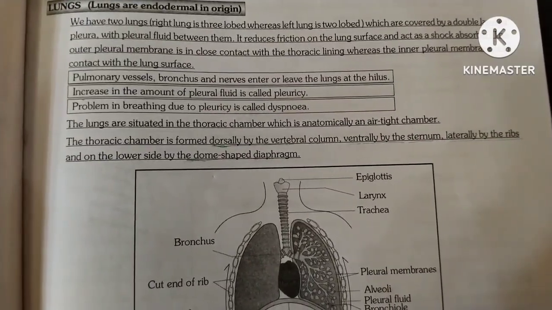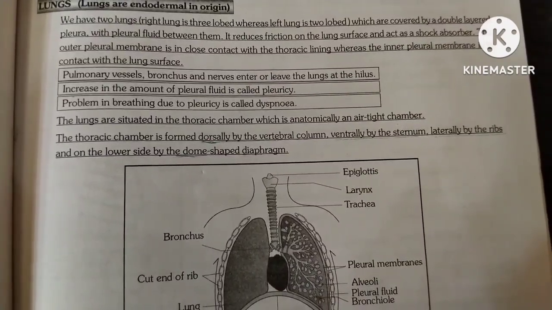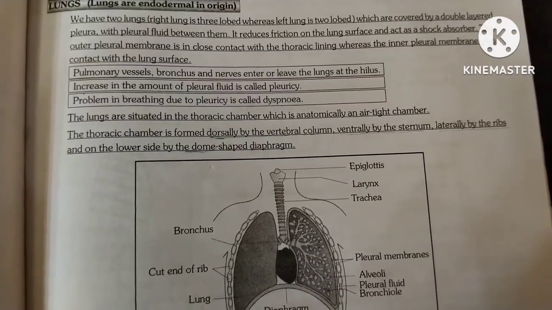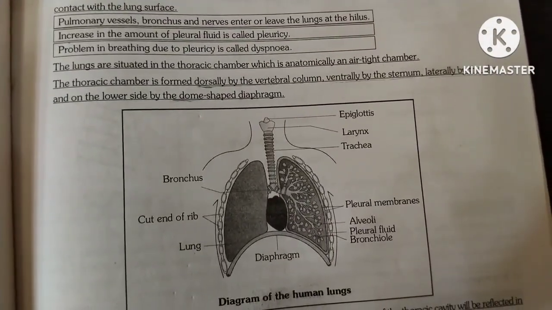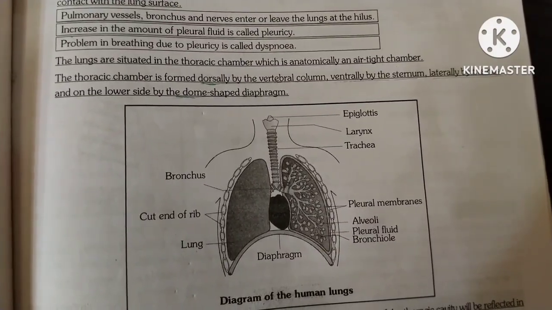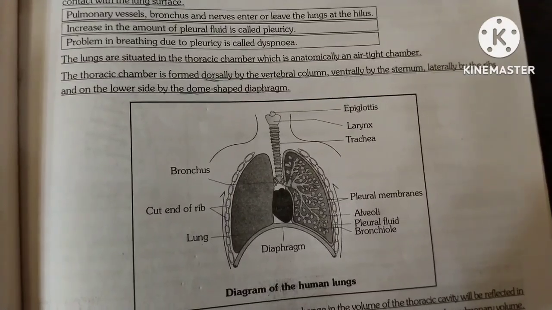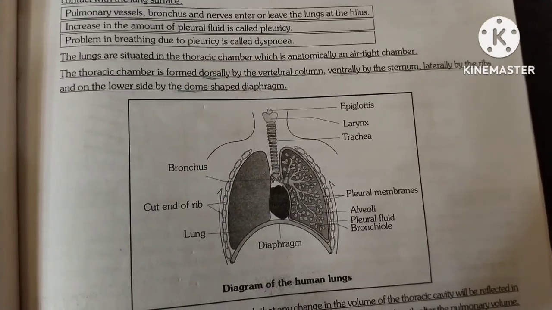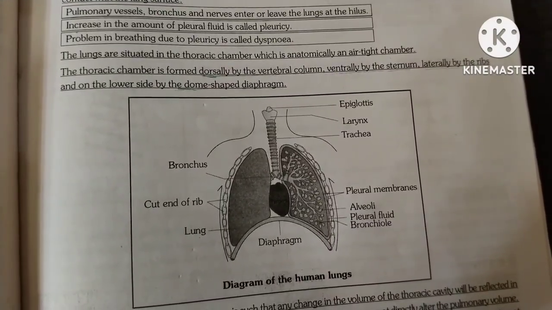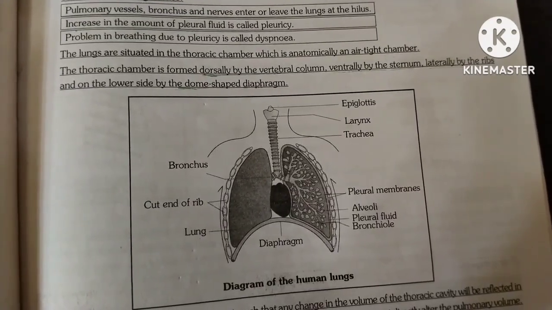The outer pleural membrane is in close contact with the thoracic lining, whereas the inner pleural membrane is in contact with the lung surface. Pulmonary vessels, bronchus, and nerves enter or leave the lung at the hilus. Increase in the amount of pleural fluid is called pleurisy. Problem in breathing due to pleurisy is called dyspnea.